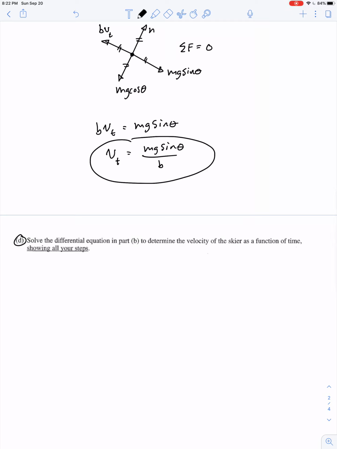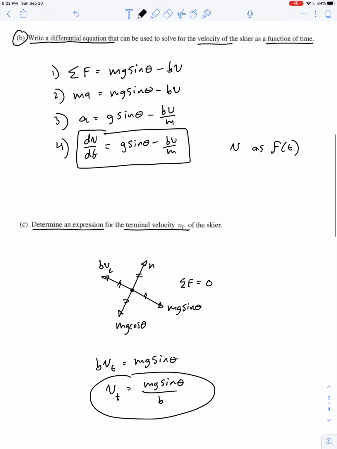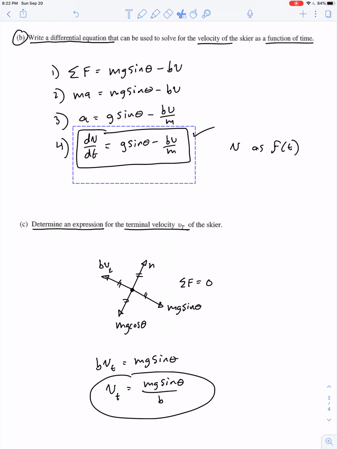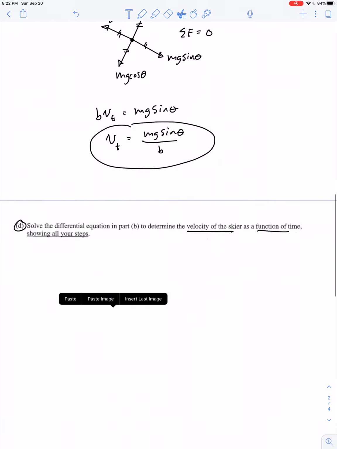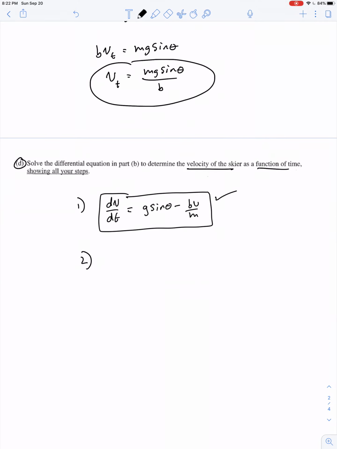Solve the differential equation in part B in order to determine velocity as a function of time. Okay, I thought the problem might ask that. So let's go ahead and solve this differential equation. Okay, so there's our starting point. So the next step would be maybe we can rearrange a little bit here.